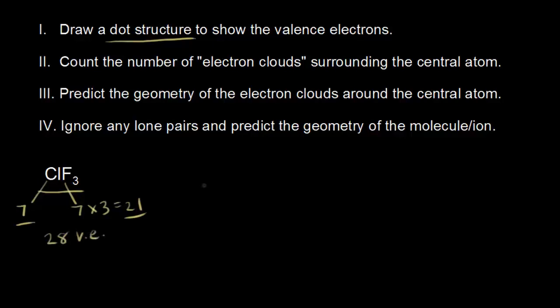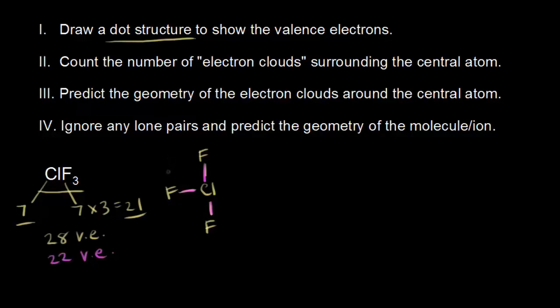Chlorine is going to go in the center since it is not as electronegative as fluorine, and we know that the chlorine is bonded to 3 fluorines, so we can go ahead and put in our 3 fluorines like that. We have represented 2, 4, and 6 valence electrons so far, so 28 minus 6 means we have 22 valence electrons left, and we start by putting those leftover valence electrons on our terminal atoms, which are our fluorines.